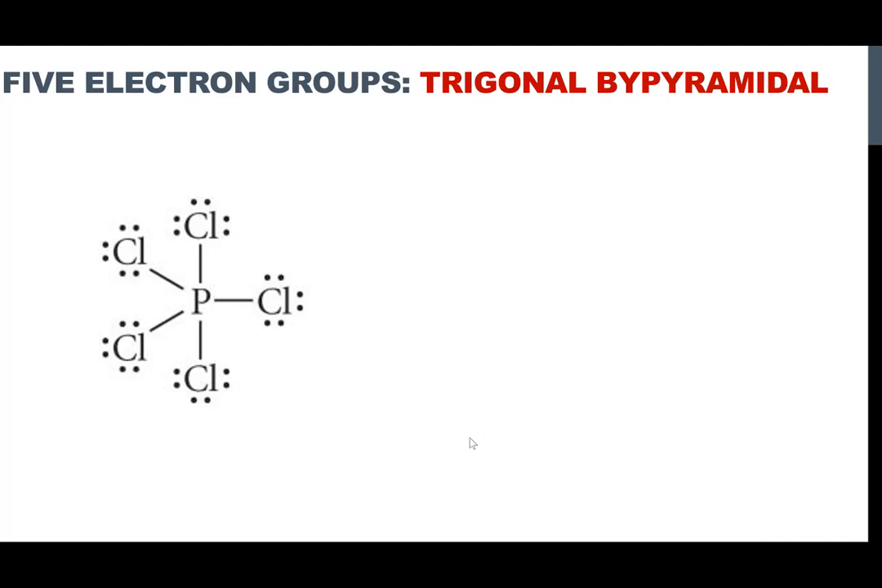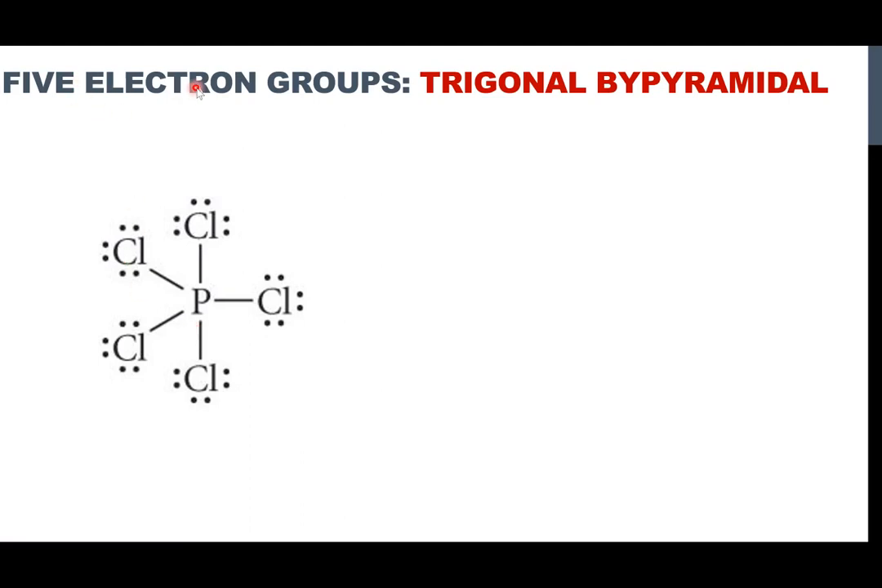With the expanded octets, we're now going to have some new 3-dimensional pictures to talk about. So here we see phosphorus. This phosphorus has 5 chlorines around it. If we look at how many electrons this phosphorus has, he has 2, 4, 6, 8, and 10 electrons.